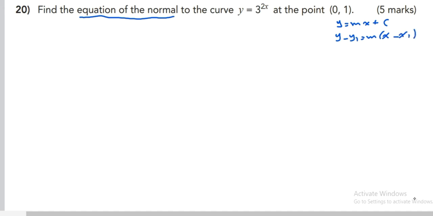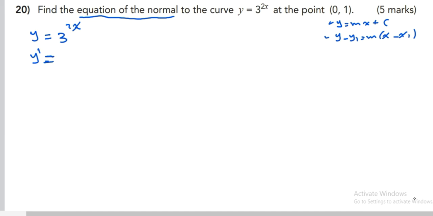So after finding the gradient, you can use any one of them to write or to represent the equation of the line, or the equation of the normal or tangent. First, y equals 3 to the power of 2x. We want to find the first derivative, so y dash equals.